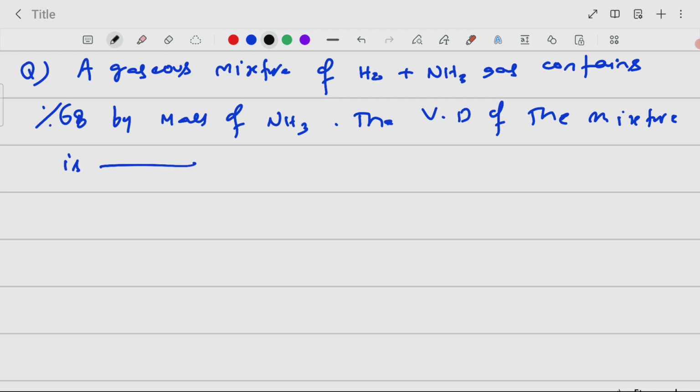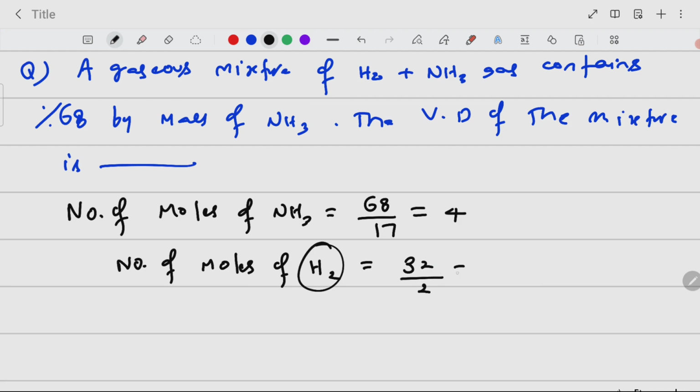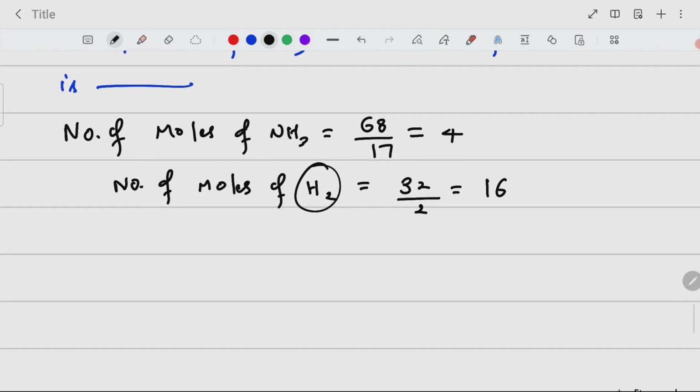So now see here. I am first calculating the number of moles of NH3. Because 68% by mass means out of 100 grams, 68 grams is NH3. Remaining is H2. The molecular weight of NH3 is 17, 14 for nitrogen and 3 for hydrogen, so the moles are 68 by 17, which is 4. Similarly, the remaining 32 grams of H2, with molecular weight 2, gives 16 moles.